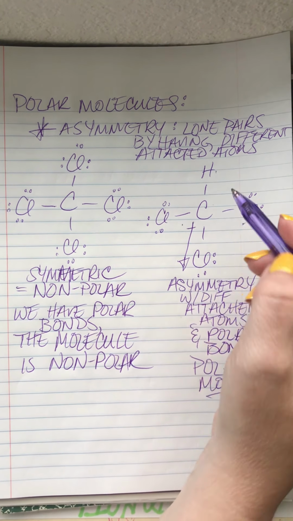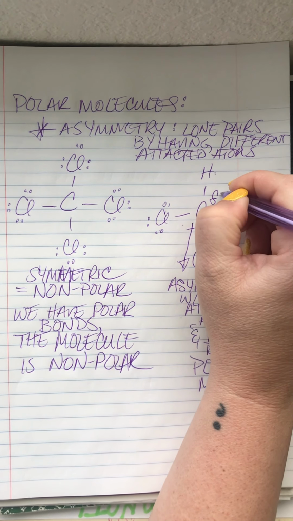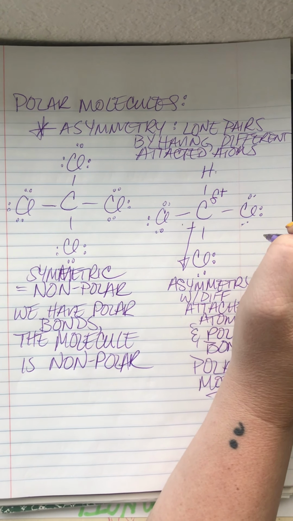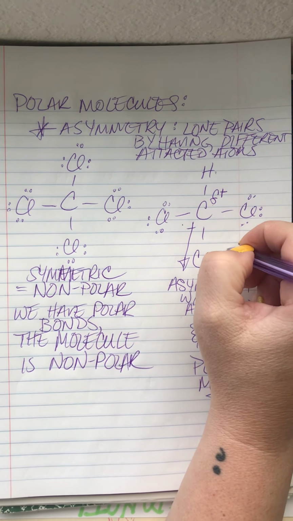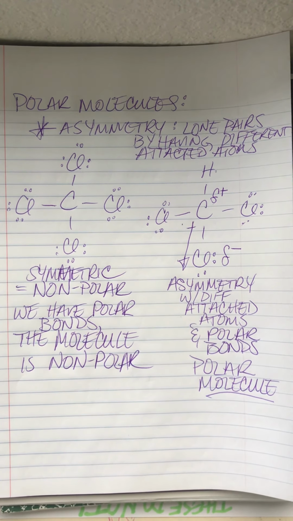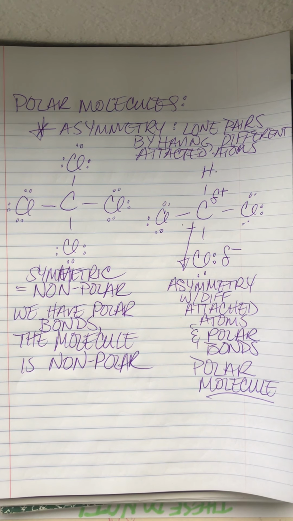So the way that we would indicate these with our partial charges, we would have a partial positive charge by the carbon and a partial negative charge down at the bottom. Does that make sense, guys? Yeah, that helps a lot.